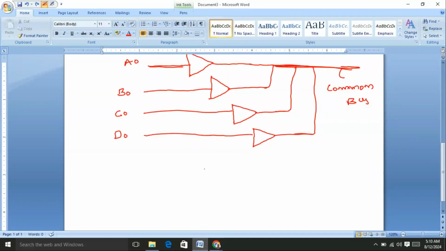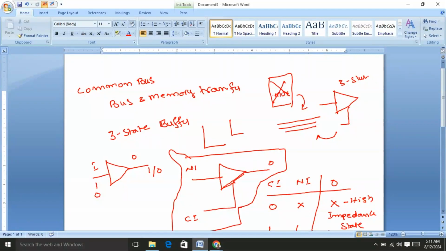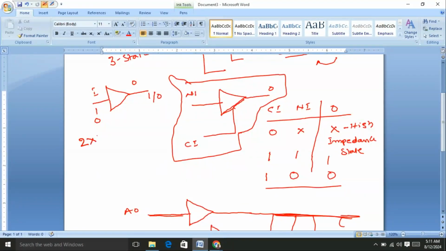Now I'm going to use 2 by 4. I'm using a 2 by 4 decoder, right? How the 2 by 4 decoder works, I will explain here. Sorry, I am not going to use the multiplexer. I am using the 2 by 4 decoder. A decoder is also a combinational circuit which accepts two inputs and generates four outputs. That is, for n inputs it accepts, 2 to the power of n outputs will be produced, right?